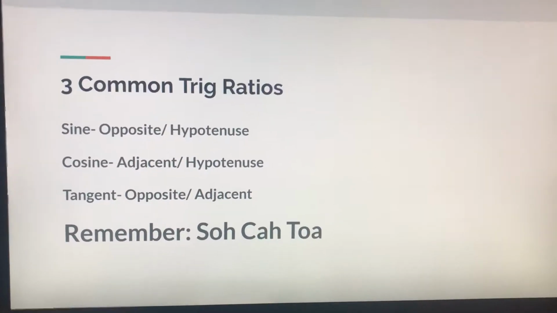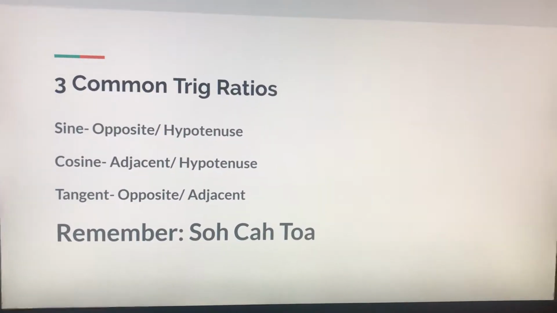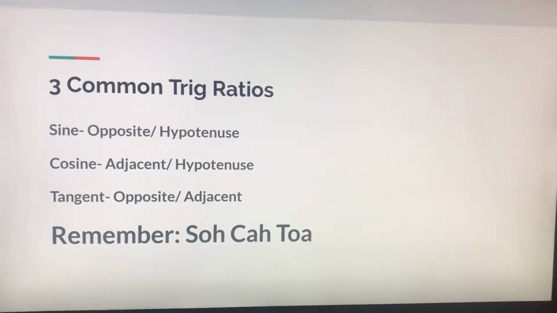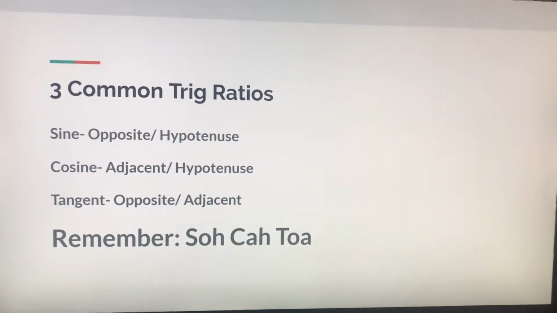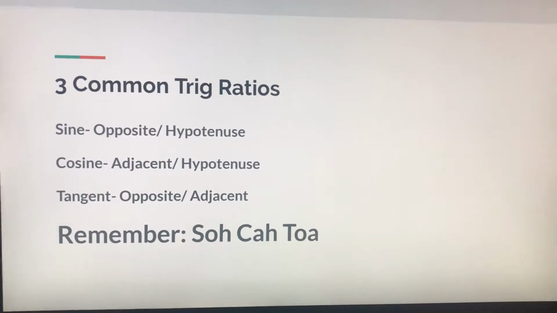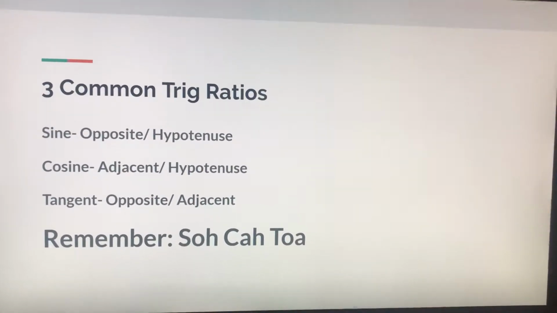There are three common trig ratios: sine, which is opposite over hypotenuse; cosine, which is adjacent over hypotenuse; and tangent, which is opposite over adjacent. Most teachers would help you remember this by telling you about SOHCAHTOA.